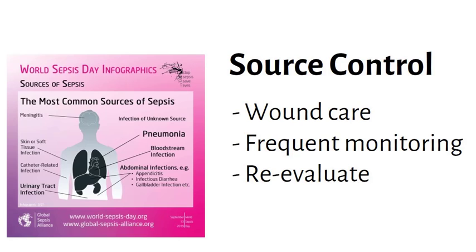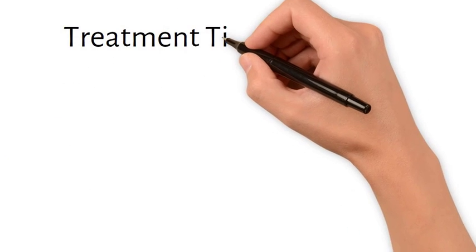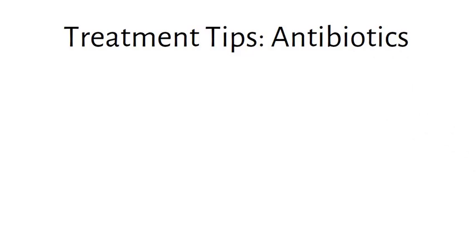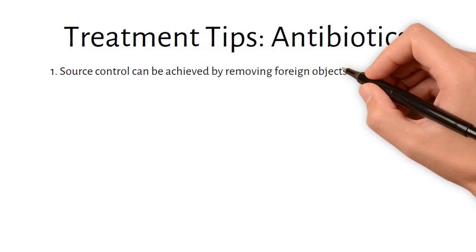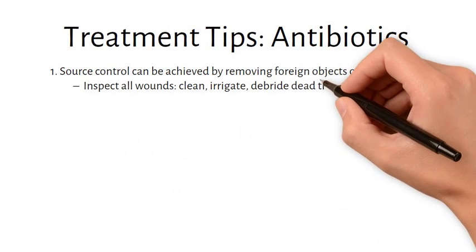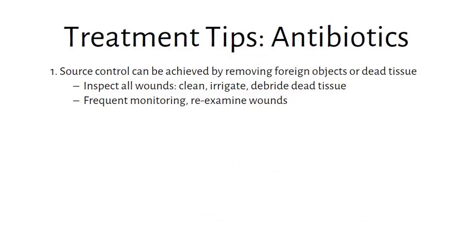Here are some tips to help you address infection and administer antibiotics. Source control can be achieved by removing foreign objects or dead tissue. Inspect all wounds. Initial treatment should consist of cleaning the wound, using ample irrigation, and debriding dead tissue. Then regularly re-examine wounds to ensure adequate wound healing and treat as needed.